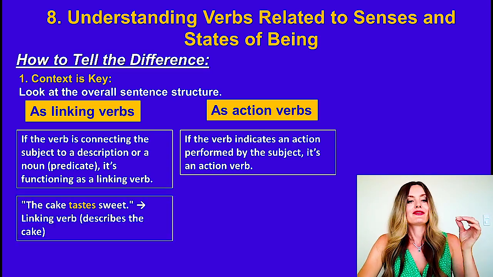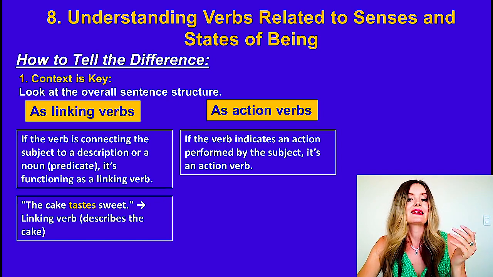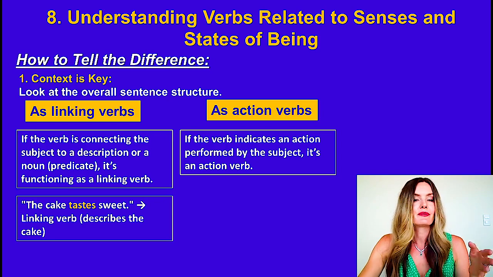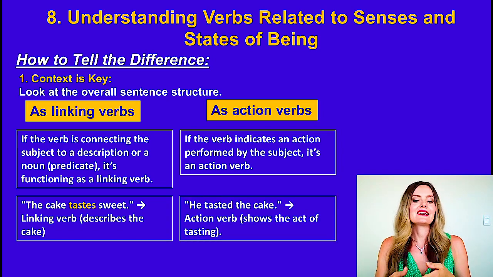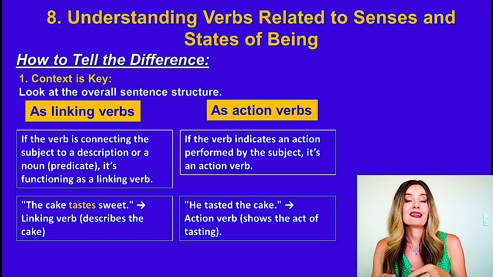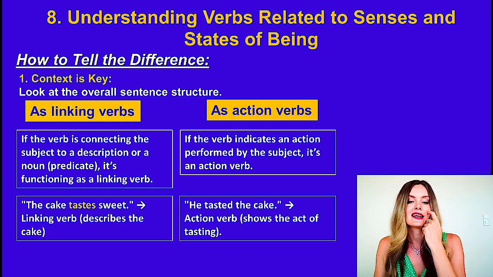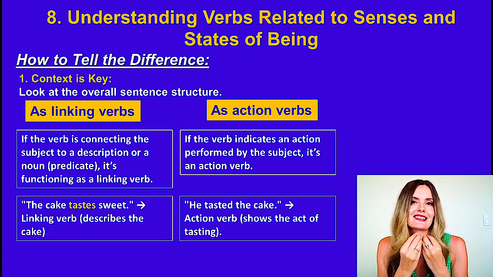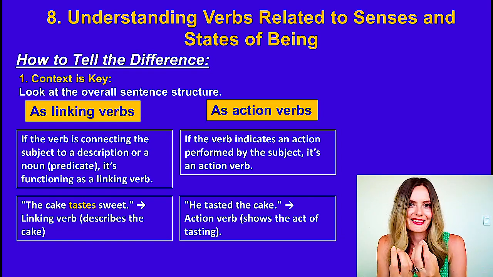Very simple. For example, the cake tastes sweet. Tastes is a linking verb because it describes the cake. And in this sentence, he tasted the cake. It's an action verb because it shows the act of tasting. So he actually tasted the cake. It's the act of tasting, trying it.